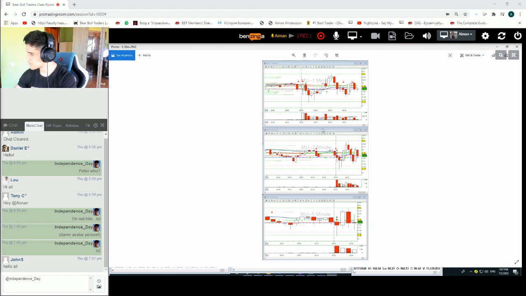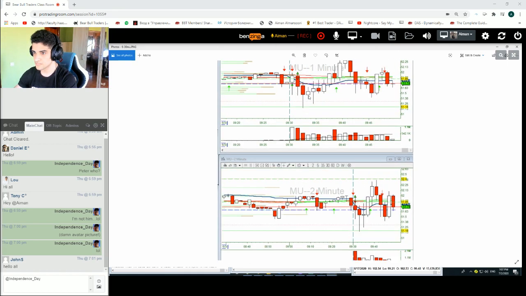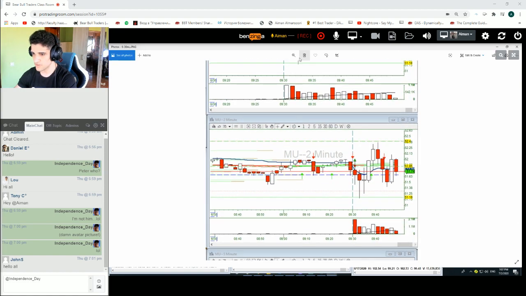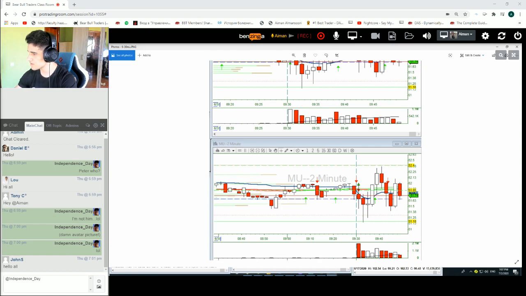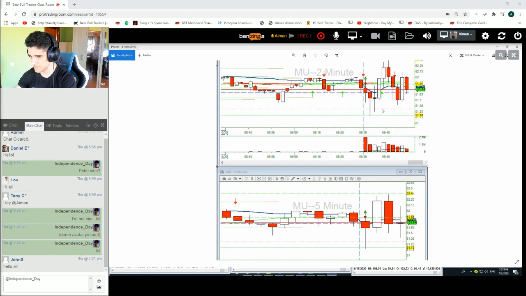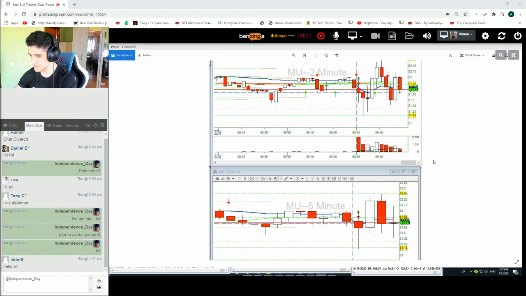MU. This was a one. This is not a bad trade, to be honest. It just didn't work out. Look at this. You're having a pre-market level right here, below which it's consolidating. On the 2-minute chart, on the 5-minute chart, same thing. It's opening down here. This is the open price. This area right here is the open price.